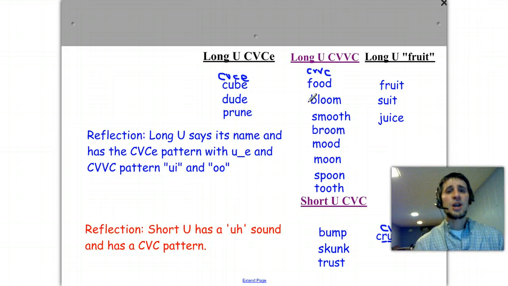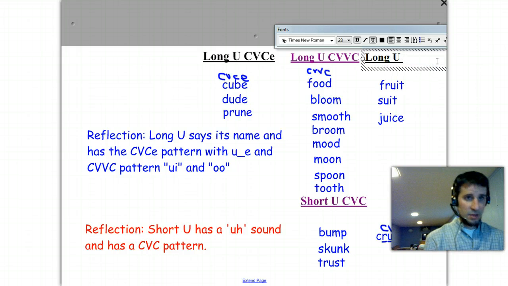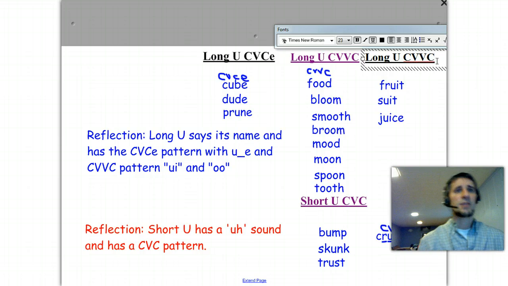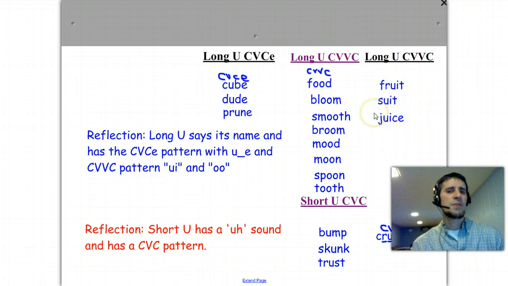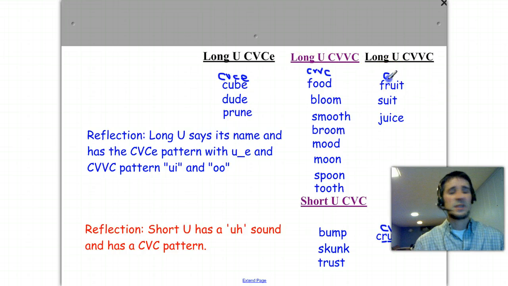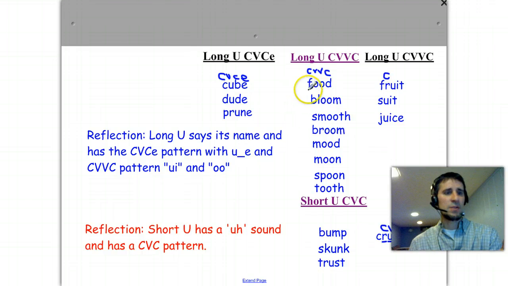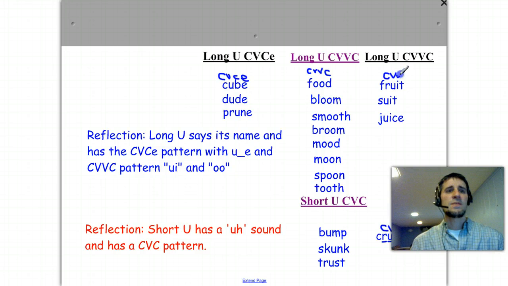Our last long U category has a CVVC pattern as well, and I should have changed that because the example word is actually the first word down there. So the CVVC pattern is seen again, but this time the two vowels are different. So I see the consonant with that R there. Now remember, your consonant can be in the middle of the word instead of the beginning, like here with food. We're starting the first consonant with R because we're starting it next to the vowel. Consonant, vowel, vowel, U and I, two vowels, and then a consonant here. So we have fruit, suit.